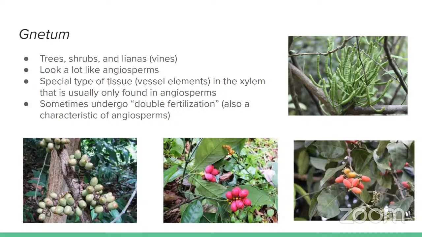Another thing that they do that's kind of weird and is a known characteristic of angiosperms is they undergo something called double fertilization. When we talk about angiosperm life cycles, we'll go a little more into that. Kind of strange that we see it in the Gnetum as well. So here's just kind of what that looks like. You can see that their cones are real weird.